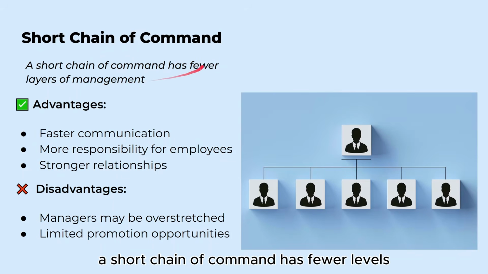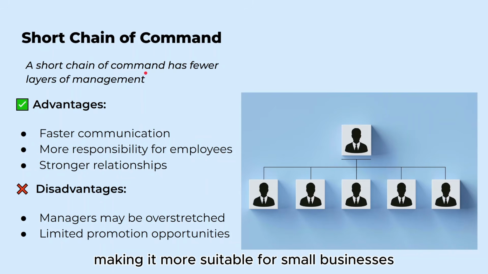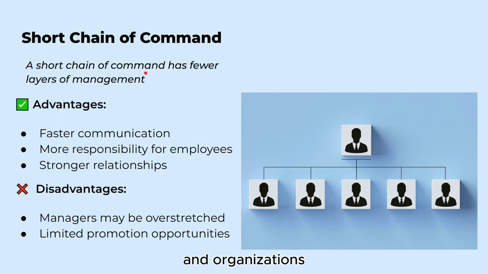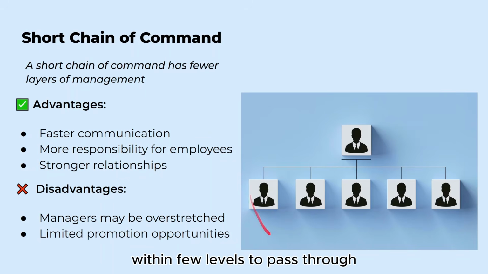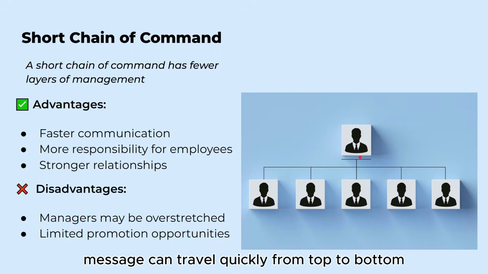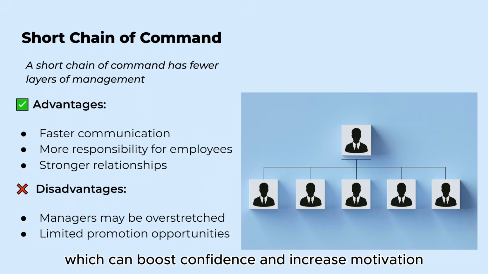A short chain of command has fewer levels of management, making it more suitable for small businesses and organizations that value fast communication and flexibility. So, advantages: faster communication. With few levels to pass through, as you see in the picture, messages can travel quickly from top to bottom and vice versa. Workers may be trusted to make more decisions themselves, which can boost confidence and increase motivation.